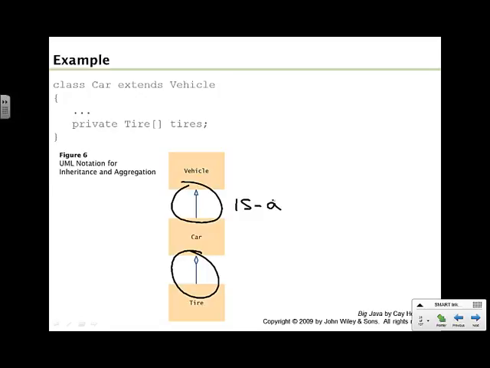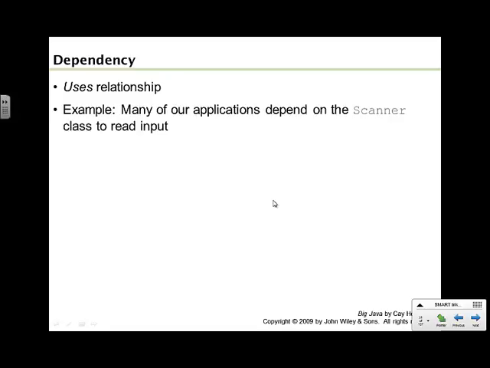Line with a diamond tip is an aggregation, or has a tire or multiple tires. Okay. Recognize not only the word terminology, but also the diagram shapes. And then dependency, the uses relationship. Many of your applications depend on the Scanner class to read input. Aggregation is sort of a stronger form of dependency.